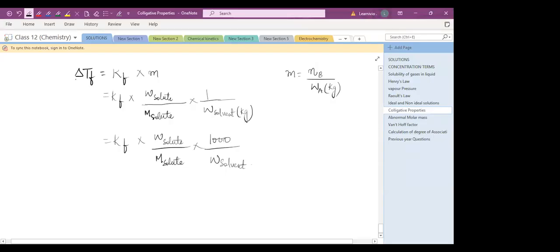Now we know that delta TF, the depression in freezing point, is equal to TF naught, the freezing point of the pure solvent, minus the freezing point of the solution. Again, this formula came. Very important formula.